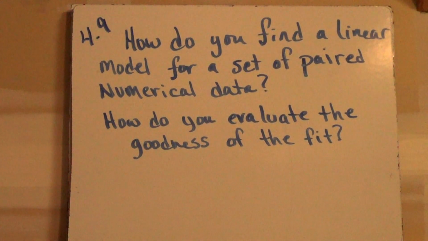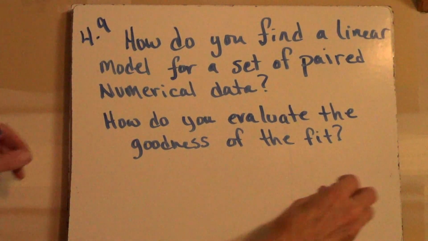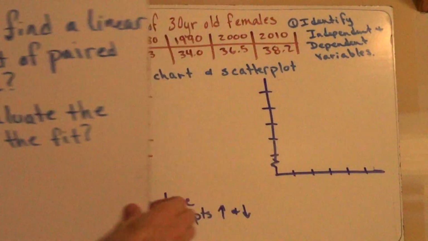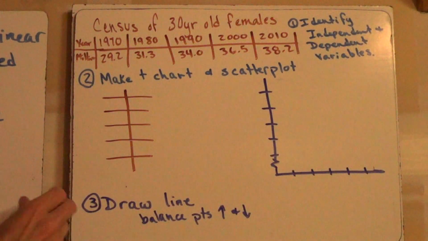Okay, how do you find a linear model for a set of paired numerical data? How do you evaluate the goodness of the fit? That's what we're going to look at in section 4.9. Okay, so we've been looking at data a little bit.